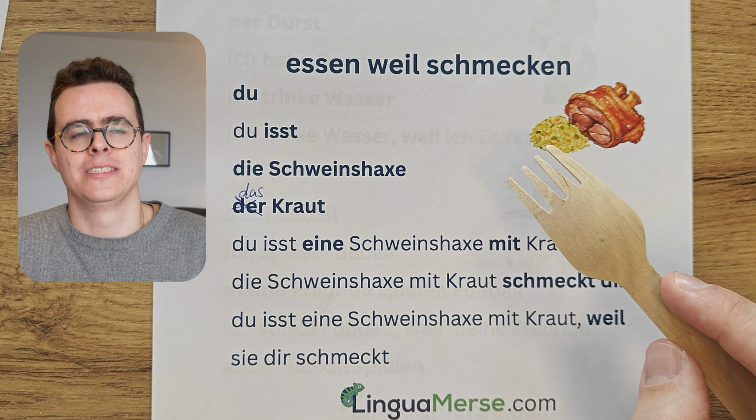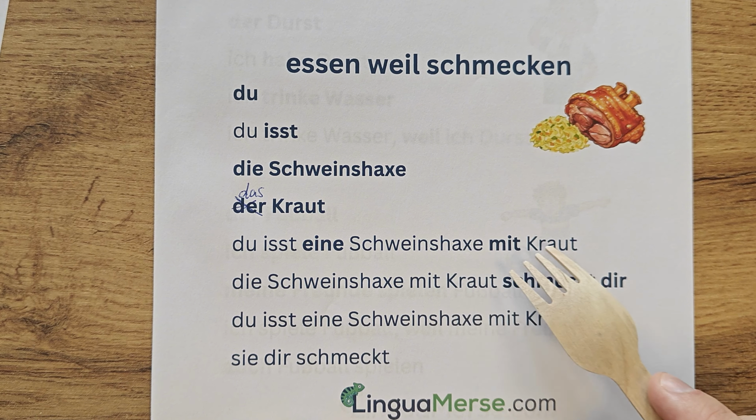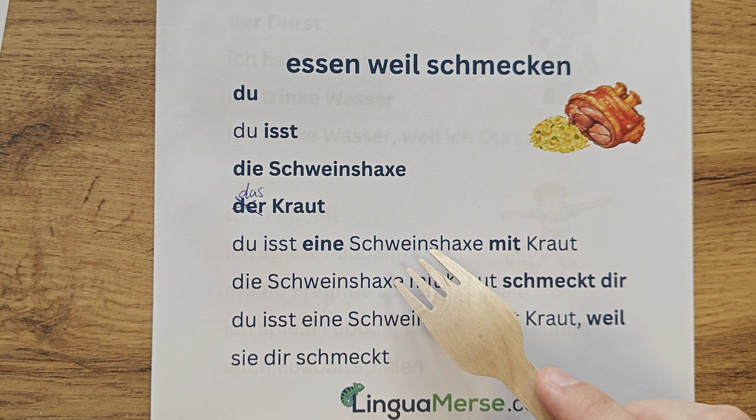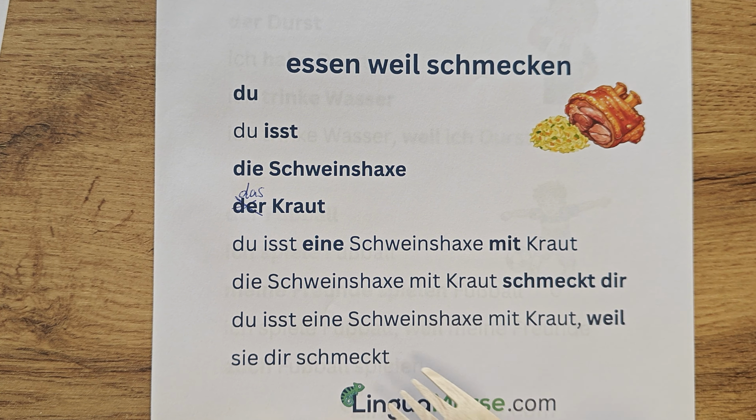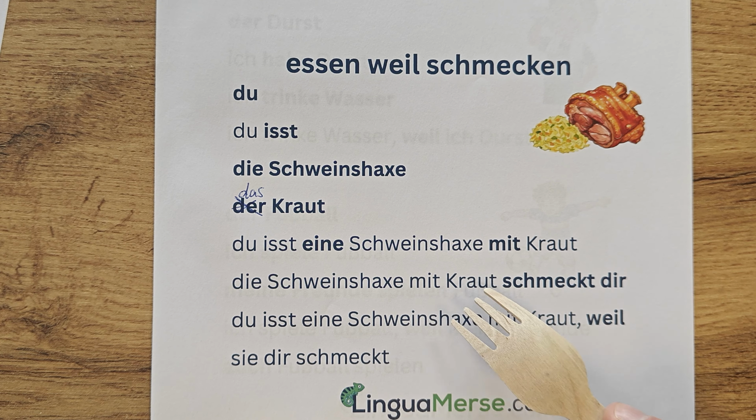So let's look at the sentence. Du isst, you eat. Die Schweinshaxe, das Kraut. Sorry, I had a bit of a small mistake here. Du isst eine Schweinshaxe mit Kraut. You eat a Schweinshaxe with Kraut. Die Schweinshaxe mit Kraut schmeckt dir. You like, let's say, the Schweinshaxe mit Kraut.